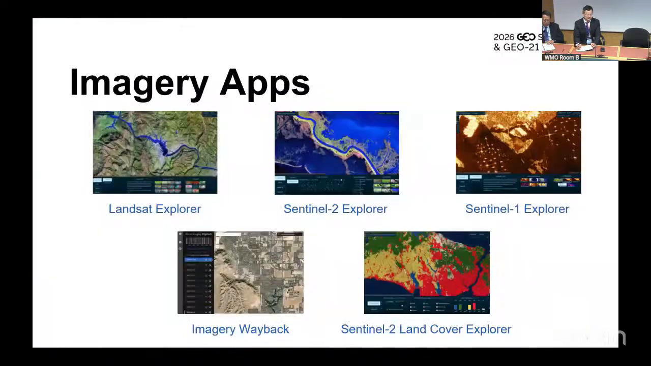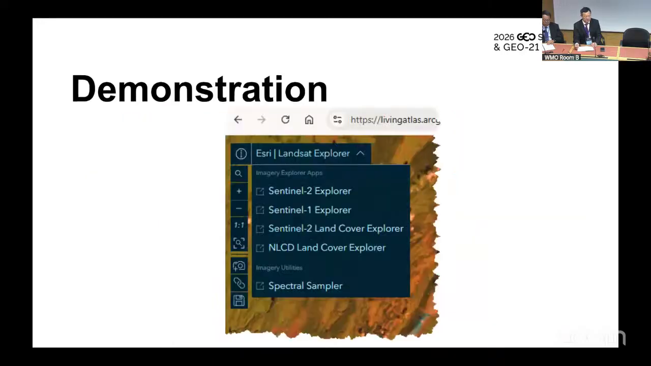Next slide, please. Sitting on top of that imagery are a bunch of apps, and I'm going to try to show you most of these 5 really quickly. Landsat, Sentinel-2, Sentinel-1, and the Sentinel Land Cover Explorer all use the same app framework. And then there's another app for looking at historic high resolution base map imagery called Imagery Wayback that I'll also show.